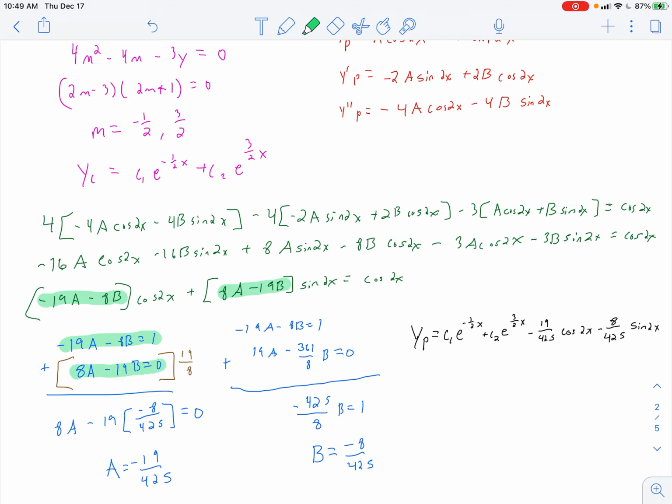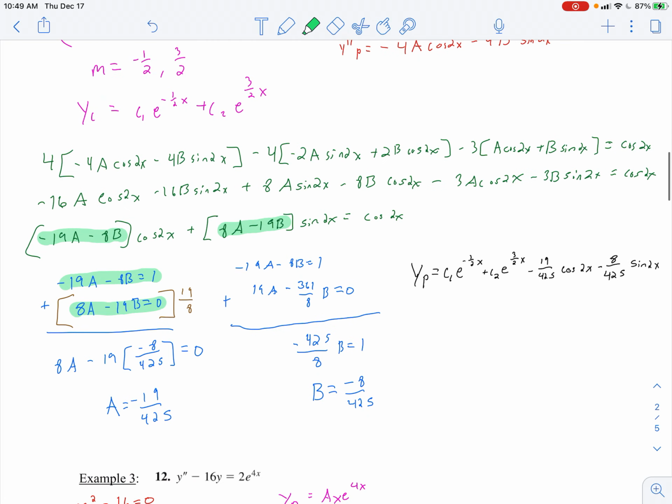Then we're going to solve using the elimination method. You could solve using the substitution method, or you could graph this on your graphing calculator and see what your solutions are. Let's multiply the bottom equation by 19 over 8 so that we can cancel out the a's. When we do that, the second equation becomes 19a minus 361 over 8 b. That really stinks.